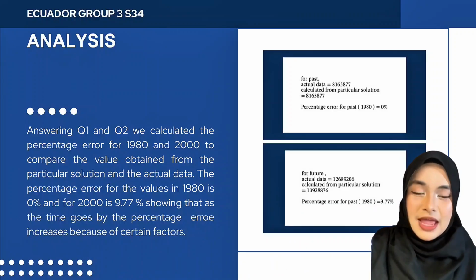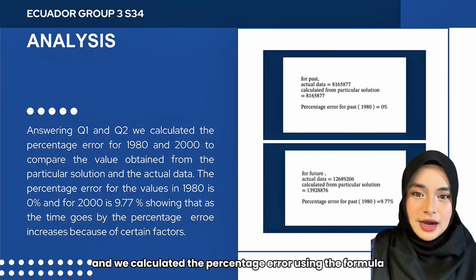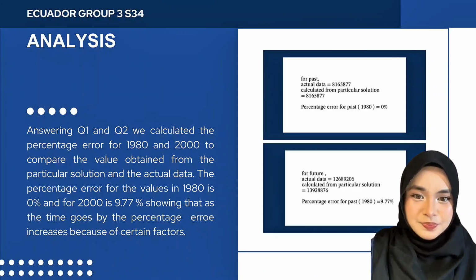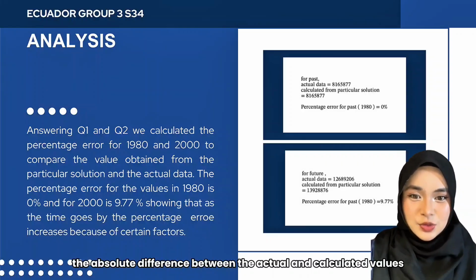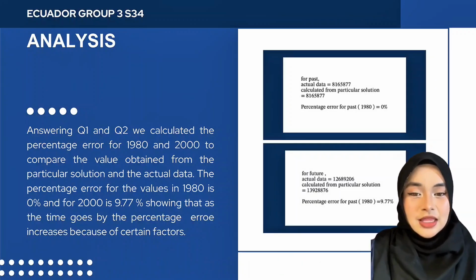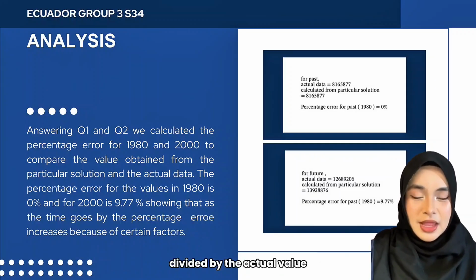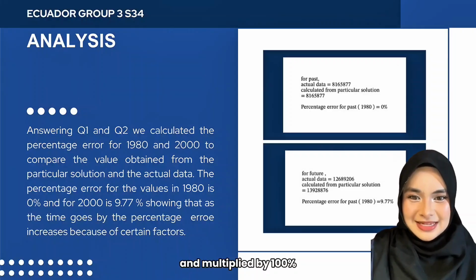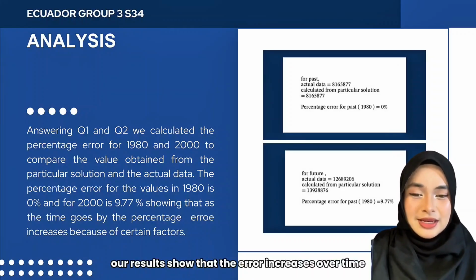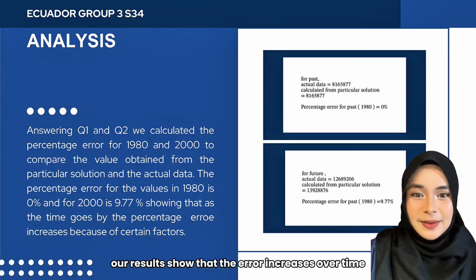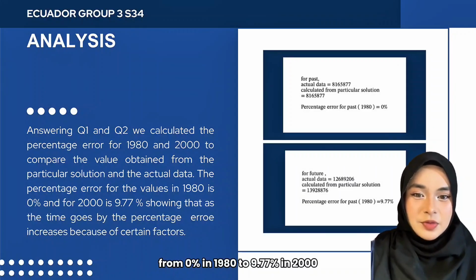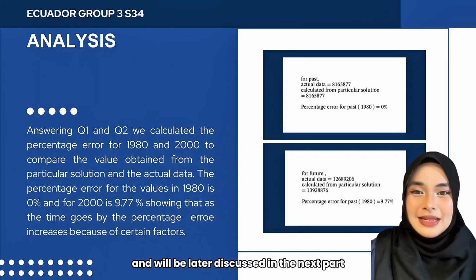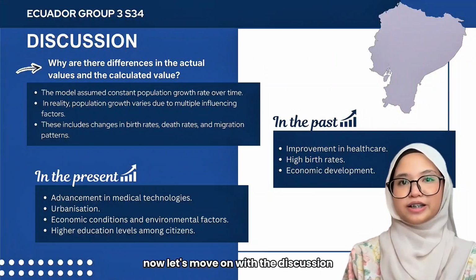real data. And we calculated the percentage error using the formula: percentage error equals the absolute difference between the actual and calculated values divided by the actual value, multiplied by 100%. Our results show that the error increases over time from 0% in 1980 to 9.77% in 2000 and will be later discussed in the next slide. Now, let's move on with the discussion.